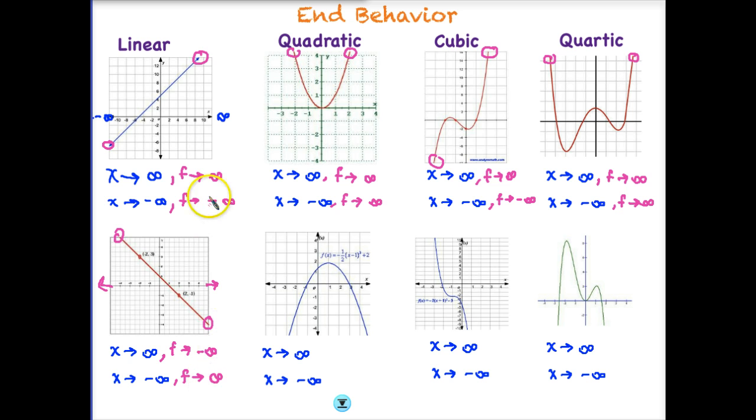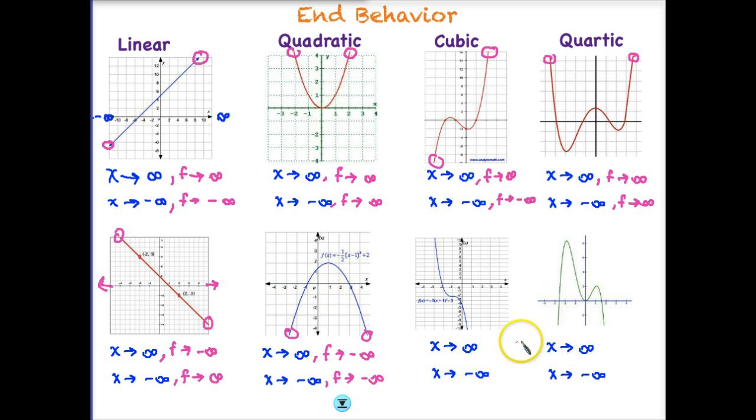Notice it's the opposite of our positive graph. So our negative graph is the opposite of our positive graph. So I would expect this is probably going to be the opposite as well. So where are our ends going here? Well, when we go out towards positive and negative infinity, both of these ends are going to do the same thing, and they're both going down towards negative infinity.